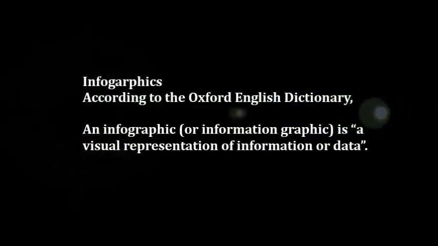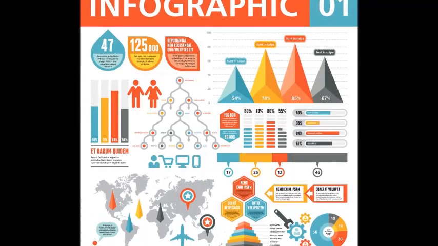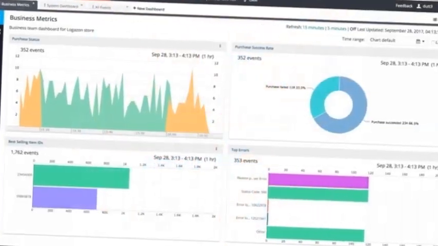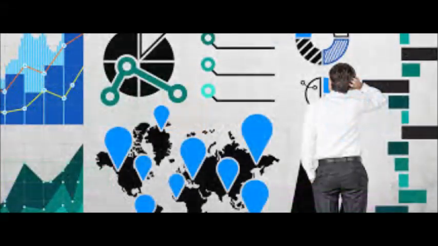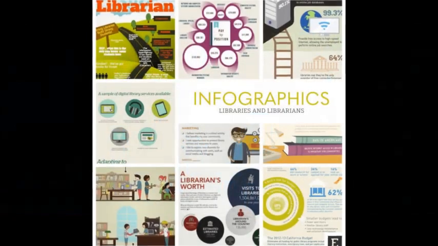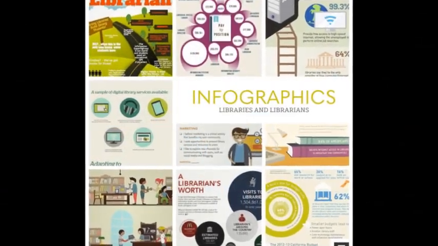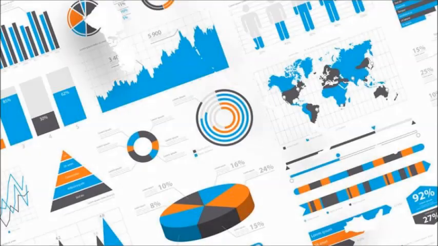Define the infographics. An infographic is an information picture, a visual representation of information or data. Infographic components. An infographic is a collection of imagery, charts, and minimal text that gives us an easy understanding and overview of the topic.